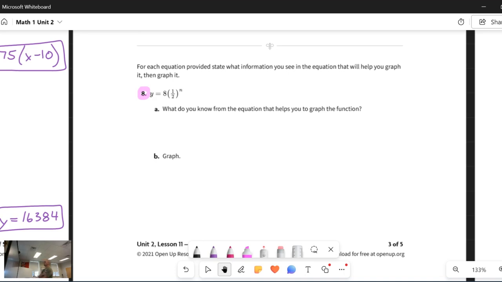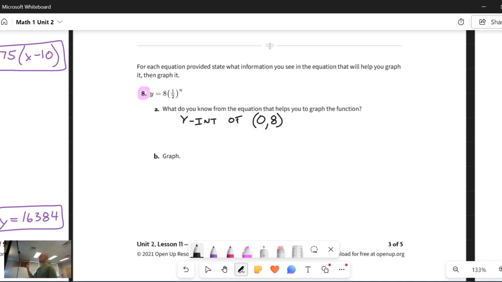For each equation provided, state what information you see in the equation that will help you graph it and then graph it. So things that have to jump out. When we see y equals 8 times 1/2 to the n power, or to the x power, you're somebody who needs that xy piece going on. First thing that jumps out to me is that we have a y-intercept of (0, 8). And how you can get that is just take 0, plug it in for x, or an n in this case, and then solve for it.